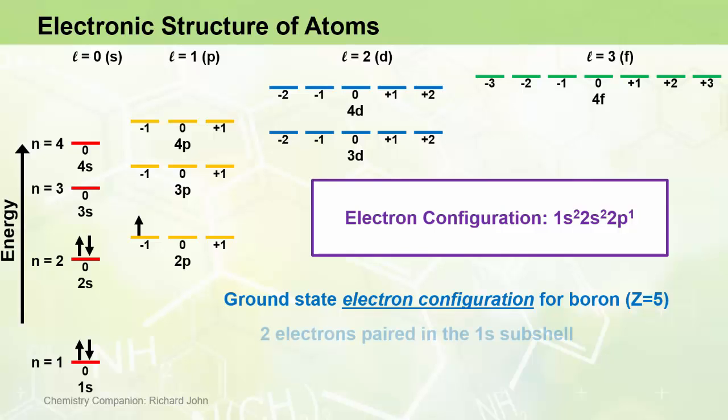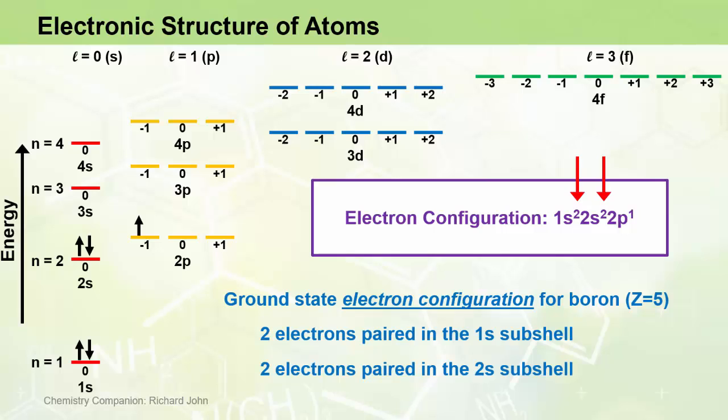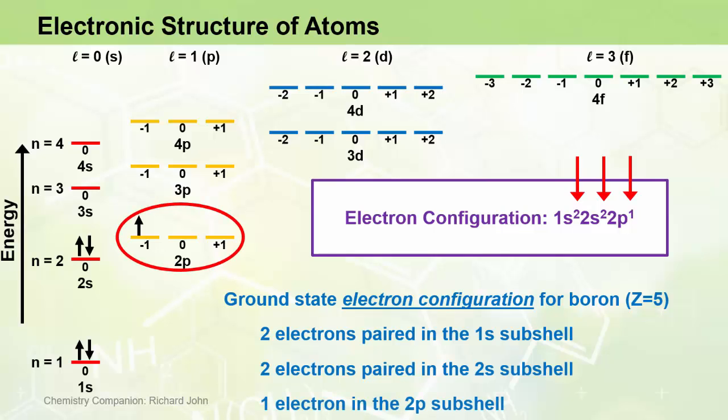And we get that because there are 2 electrons paired in the 1s subshell, which we designate as 1s2, and there are also 2 electrons paired in the 2s subshell, which we designate 2s2. And there is 1 electron residing in the 2p subshell, which we designate as 2p1, giving the overall electron configuration as 1s2, 2s2, 2p1. And again, we note that the superscript in each case represents the number of electrons in each subshell of the electron cloud.